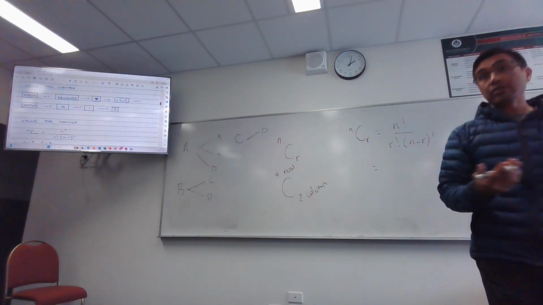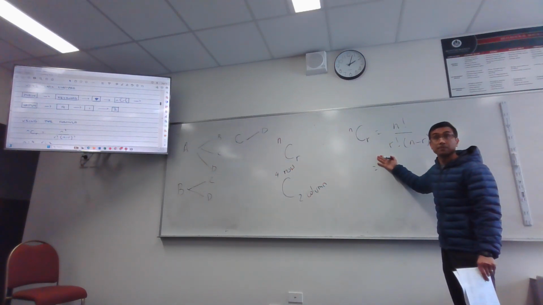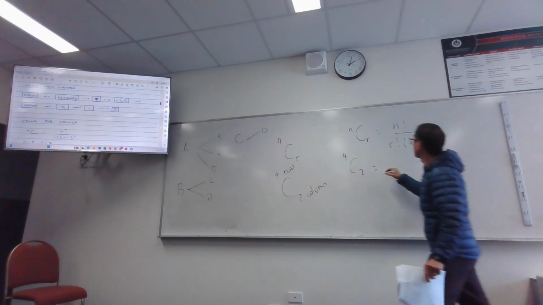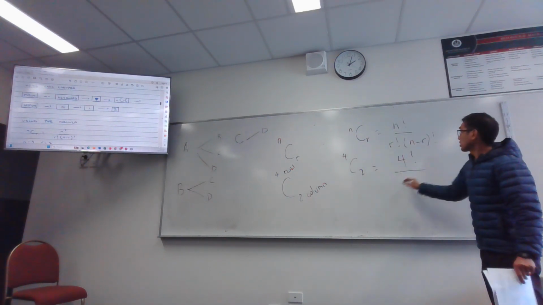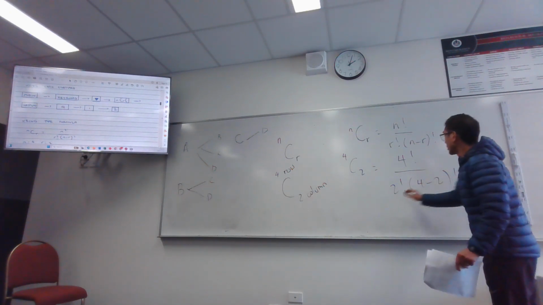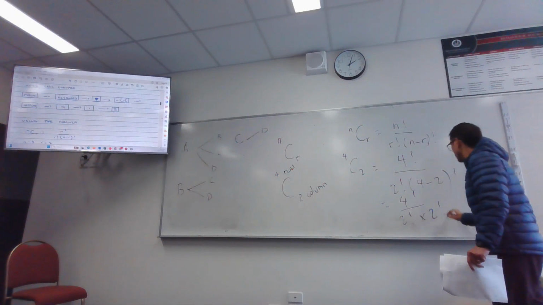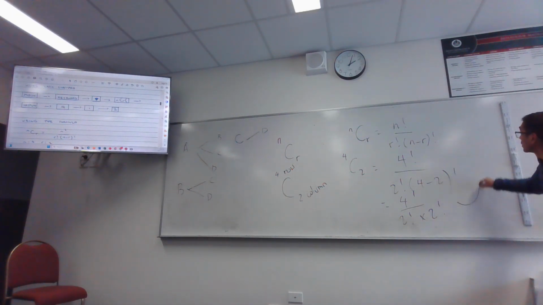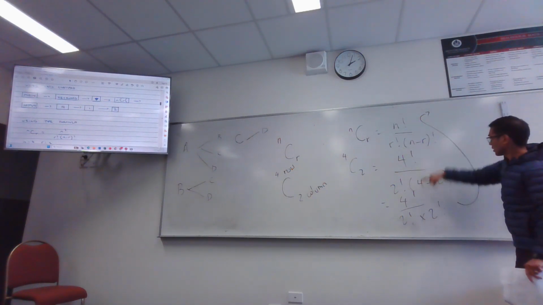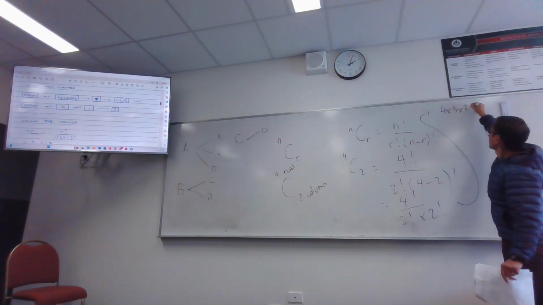Now, there is an actual equation that we use, with pen and paper, to do it as well. Has anyone seen this before? Okay, so we now know that if I'm doing 4C2, all my n's become 4 and all my r's become 2. And if you keep going, I'll do it really quick. 4 factorial is 4 times 3 times 2 factorial.